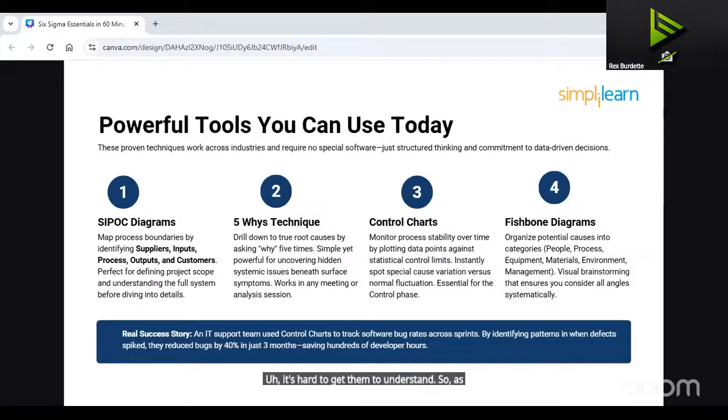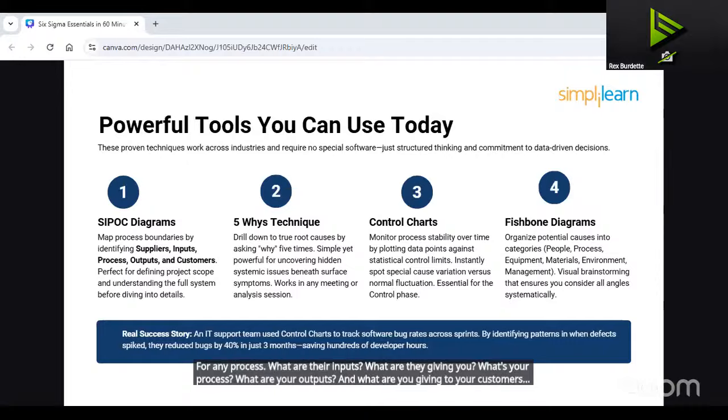So as you can see here, they have four tools lined out. A SIPOC diagram, very easy to create. You can use a Word template. You can download it today. It's the supplier. Who are your suppliers? You'll have multiple suppliers for any process. What are their inputs? What are they giving you? What's your process? What are your outputs? And what are you giving to your customers?